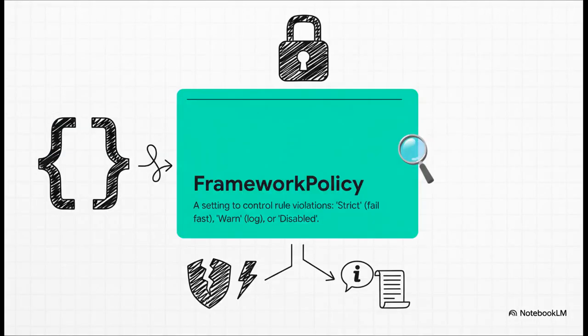And the way it does this is with a really smart feature called a framework policy. You can set it to strict for production, so if you accidentally make a direct API call, your code fails instantly, which is what you want. But when you're developing, you can just set it to warn. It'll just log a friendly message telling you what you did wrong so you can fix it without crashing everything. It's like having a helpful guardrail.